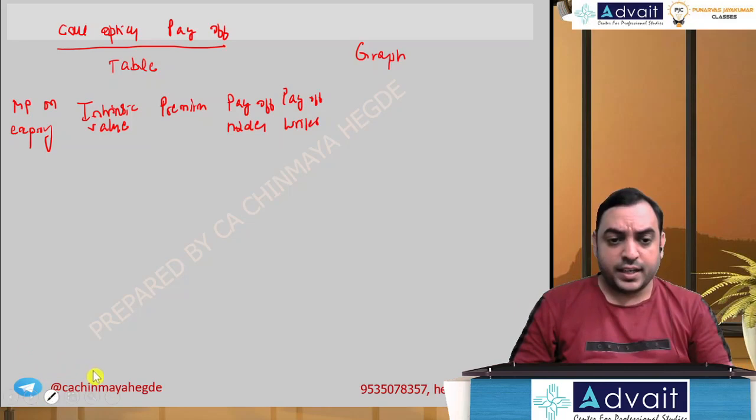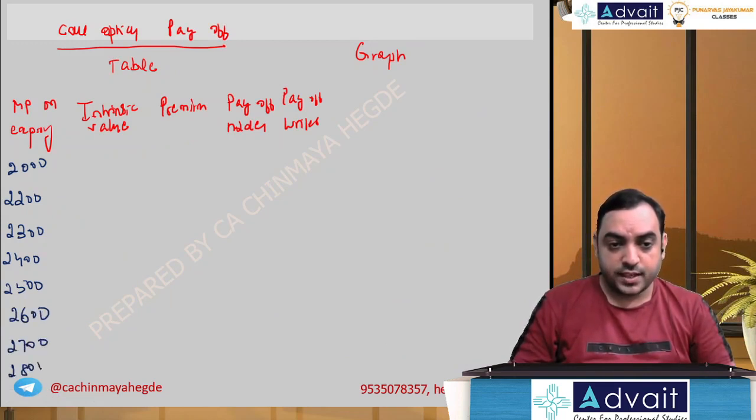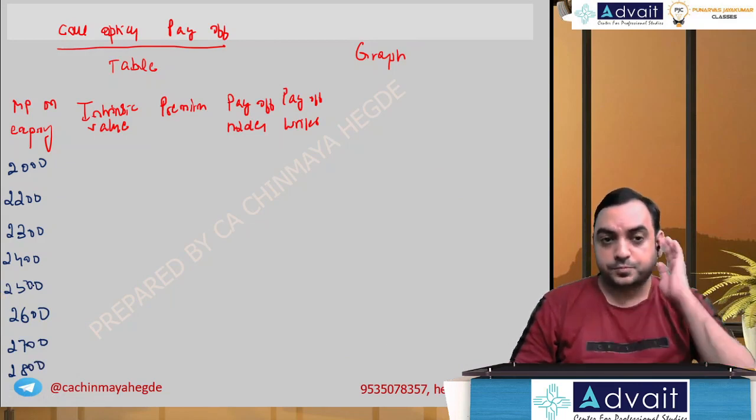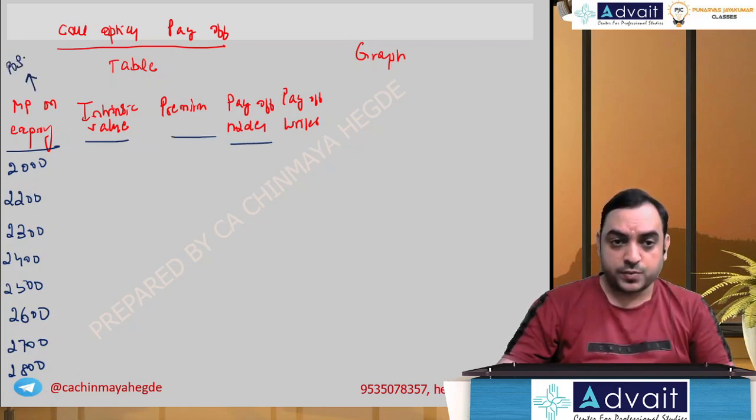Now same example I'll take, the Reliance example I've taken. Let's say market price on expiry, different situations I will have. Like 2000, 2200, 2300, 2400, 2500, 2600, 2700, 2800. I'm just looking at different possibilities, okay? Market price on expiry, different possibilities.